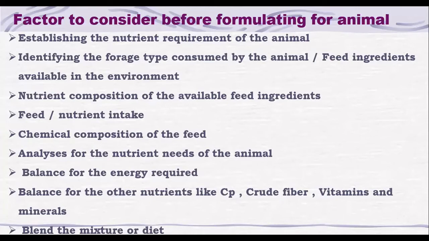Now, the nutrient composition of the available feed ingredients. What type of nutrients is available? What is the percentage composition of the CP in your environment? You already know that panicum is available in your area, and you know that lucerne is also available. But what is the nutrient composition inside them? How many percent of CP, how many percent of carbohydrate, how many percent of calcium, how many percent of phosphorus, and how many percent of total digestible nutrients? So you need to establish them and write them down.